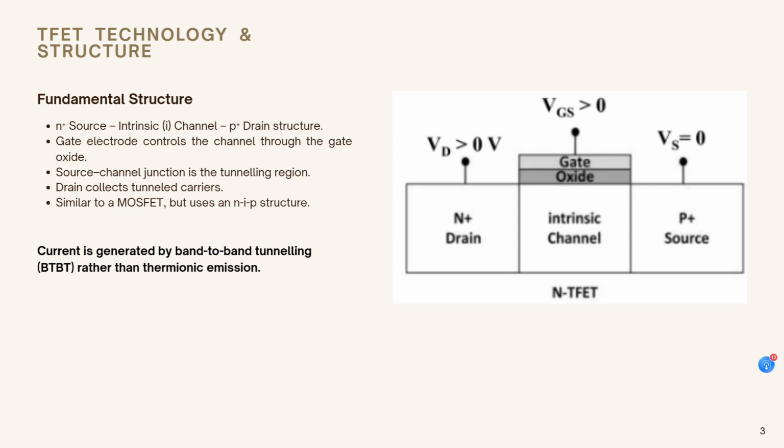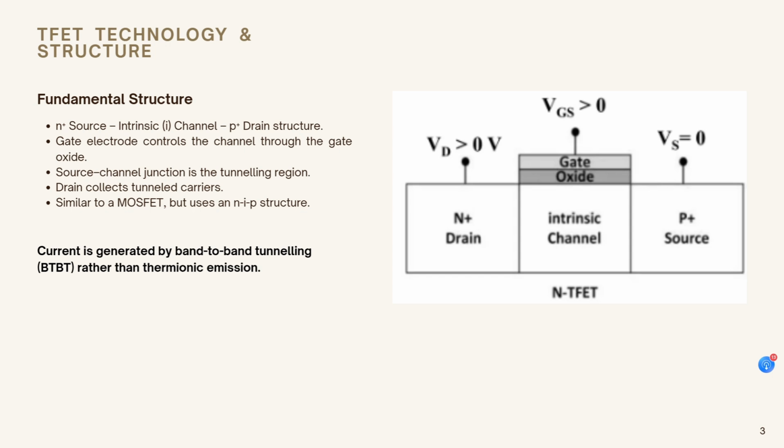Unlike a MOSFET, the most important region in a TFET is the source-channel junction. This is where band-to-band tunneling takes place. Electrons tunnel from the valence band of the source into the conduction band of the channel, then move toward the drain under the applied drain voltage, creating the current. This means the drain mainly acts as the collector of the tunneled carriers, while the gate controls whether tunneling can occur. So, although the physical structure appears similar to a MOSFET, the current transport mechanism is completely different.